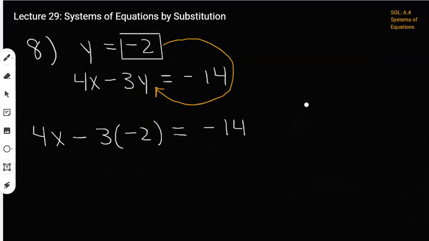Now, I will give you a word of caution. -3 times -2 is going to give you a +6. So you got that double negative. And then when you get done with that, try number 10, and then get started on the day 2 classwork.